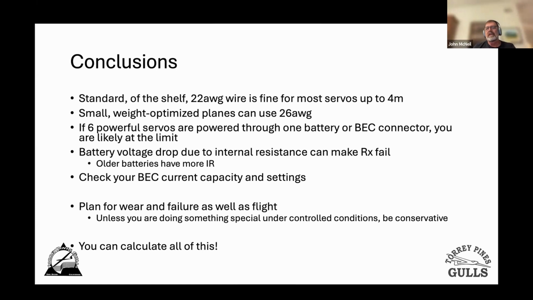if you're flying a sport plane or even a competition plane that you fly all the time, count on wearing it out. Count on putting it in a tree and stalling a servo. And think about all these things that can go wrong and give yourself some headroom. And then my last point is all of this stuff is calculable. If you want to go for an AMA record and you really want an optimized plane, everything you need to know how to do that is in here.